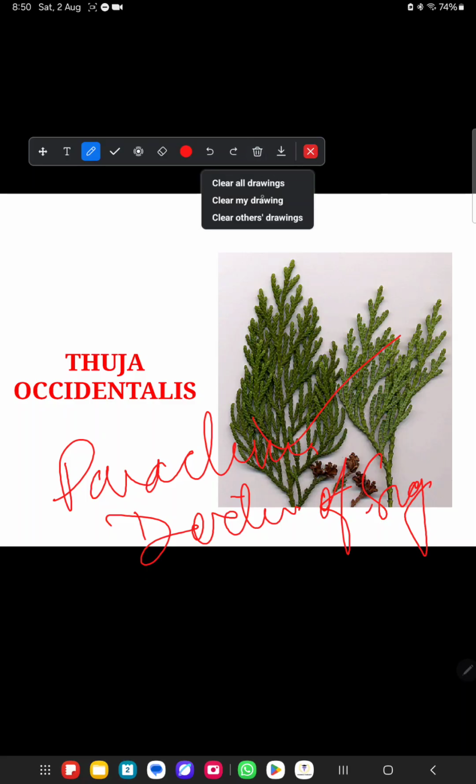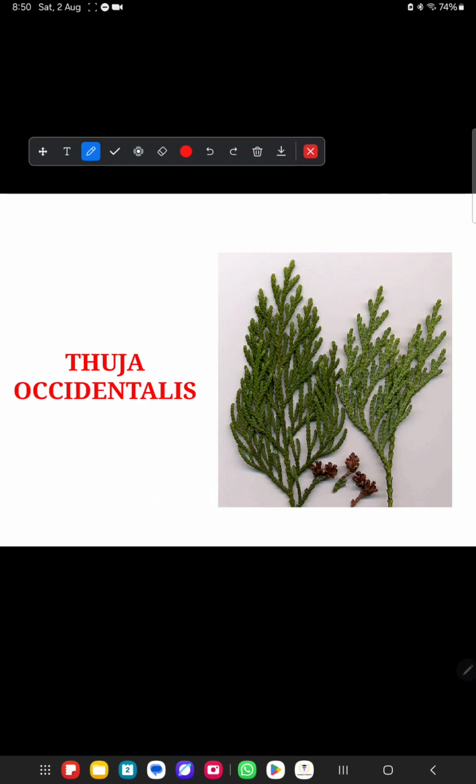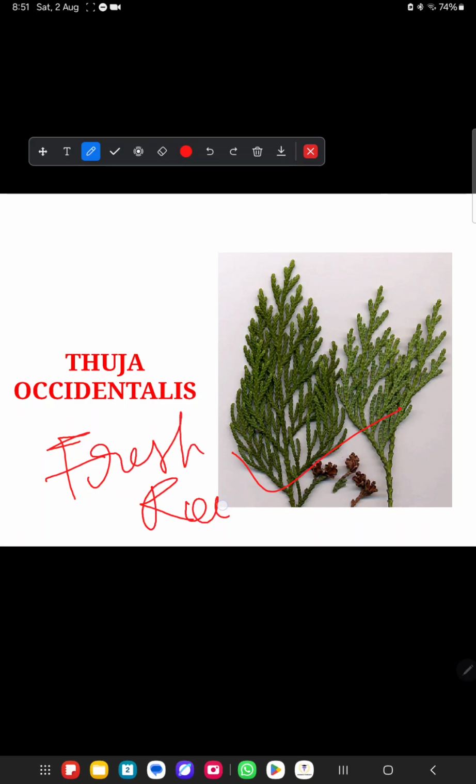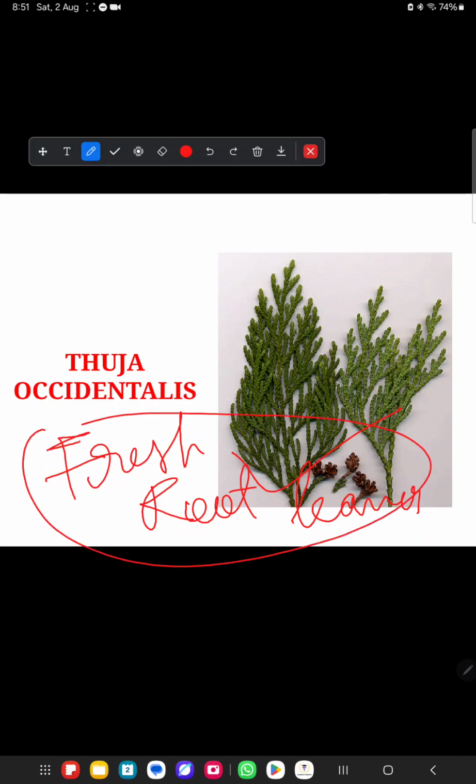But if you are seeing the picture of Thuja, can anyone tell me which part of the Thuja is used in the preparation of medicine? The fresh root and leaves both. Fresh root and leaves are used in the preparation of medicine. तो क्वेश्चन क्या आता है? क्वेश्चन आता है कि which part of the Thuja is used in the preparation of medicine? So the answer will be fresh root and leaves. ऐसे टाइप के क्वेश्चंस आएंगे. So we have to keep in mind.